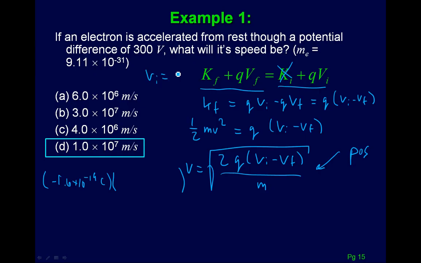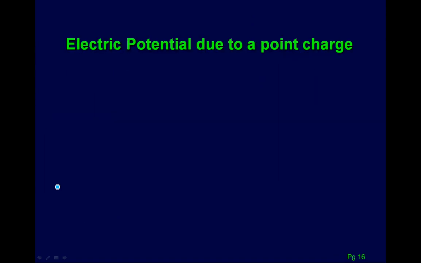And remember, we said VI was 0 volts, and V final was 300. So this is going to be 0 V minus 300 V. This will be a negative number, so overall this term will be positive. So that does agree with what we expect. And again, when I did the numbers, I got 1.0 times 10 to the 7th.